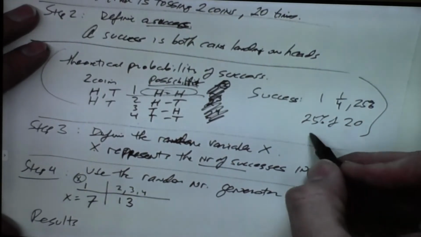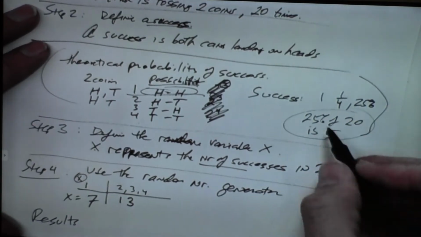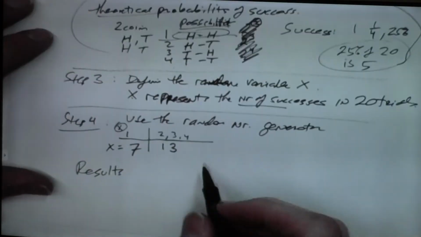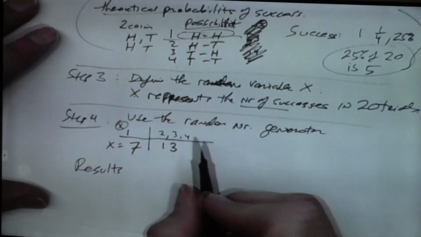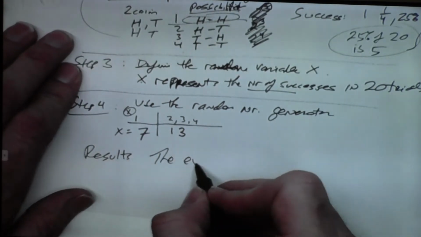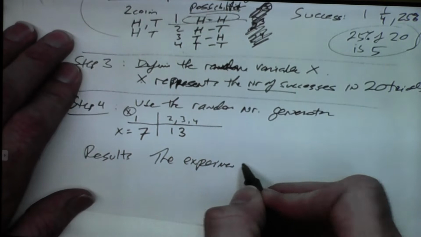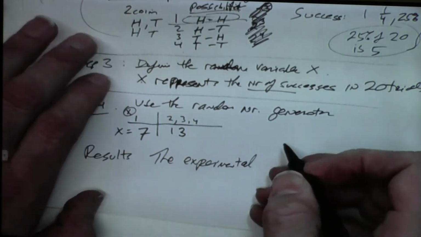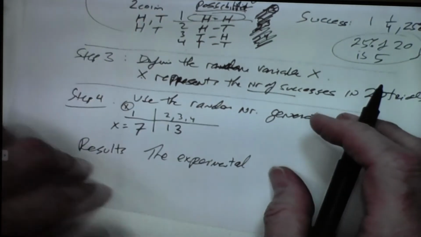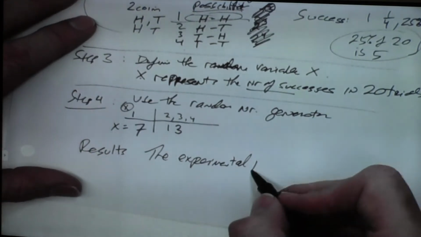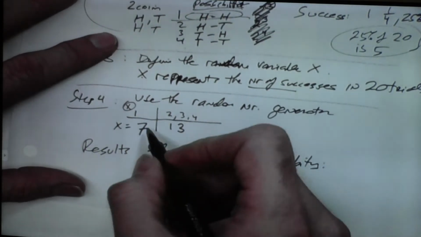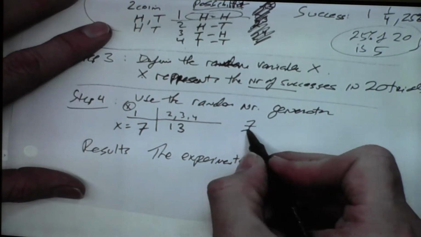25% of 20 is 5. So 5 would have been the theoretical probability, but the experimental results were that we got 7. Because it's usually written out as the experimental probability, we have to figure out what this is out of the 20. So it's 7 out of 20.